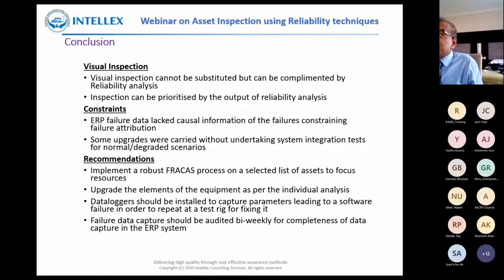Constraints, obviously the failure data needs to have some causal information. Otherwise, there are also ways and means you can collect it. You talk to the people, because people have all the information in their head. So you need to extract it. It takes a bit more time.